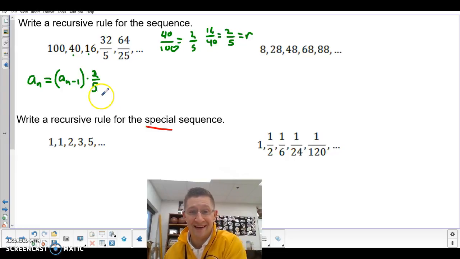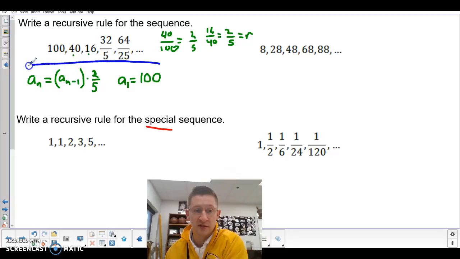Now, we're not quite done because this is the recursive rule, but I don't know where to start. That's the problem with working in recursive rules, is you always have to identify what your first term is so you know where to go from there. Otherwise, if I want to find the next term, I don't know what to plug in here, okay? So part of my recursive rule would then be defining that we're going to use that rule with the first term of 100. So make sure that when you use recursive rules, you're also including what is the first term, okay? You should always have that a sub 1 there. So this is what that would look like when I'm all done. 2 parts to it, the rule and what the first term was.